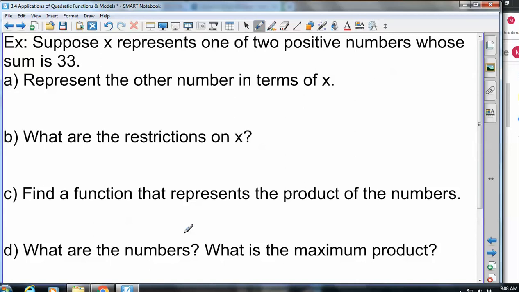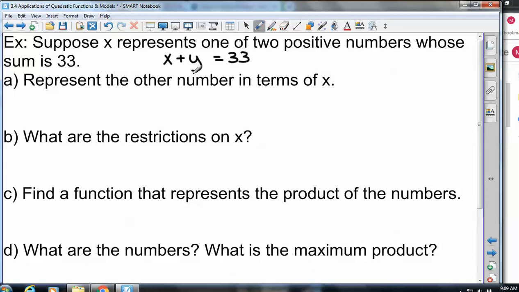Alright, let's look at this. Suppose x represents one of two positive numbers whose sum is 33. Part A. Represent the other number in terms of x. So x is the first number. What does sum mean? So if y were the second one, x plus y equals 33. But I don't want two variables.